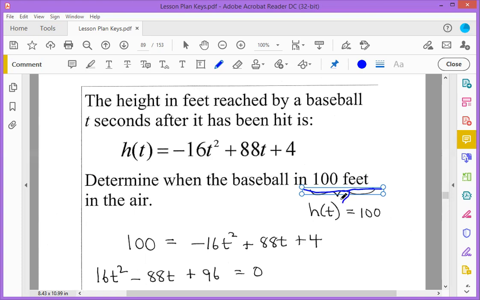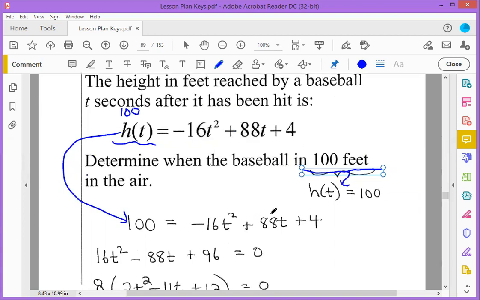So we want to substitute 100 for h of t. This h of t is the function that gives us the height after a certain amount of time. So we're going to substitute h of t with 100. Now we're rewriting this function, but where h of t is, we're replacing it with 100. And it equals, everything on the right will stay the same, negative 16t squared plus 88t plus 4. We're just going to solve this just like we would in the previous example.